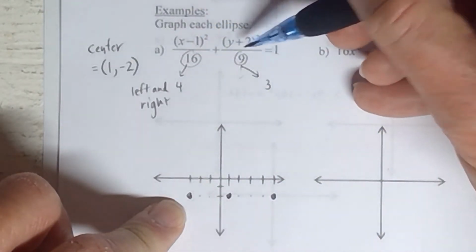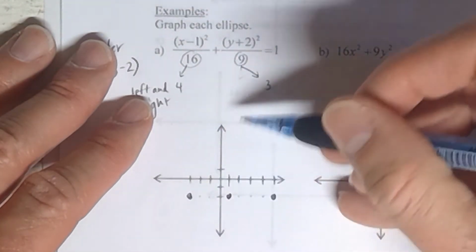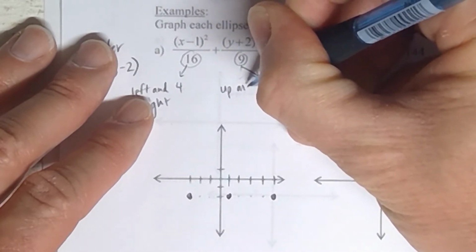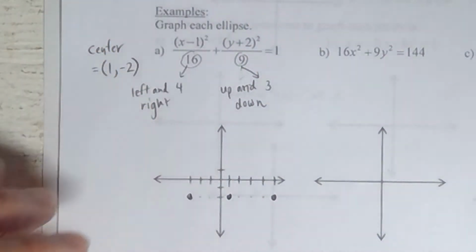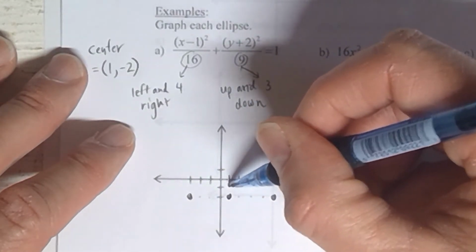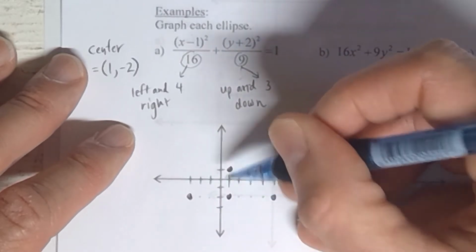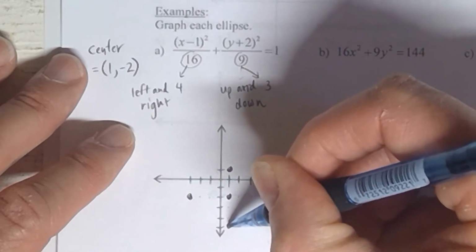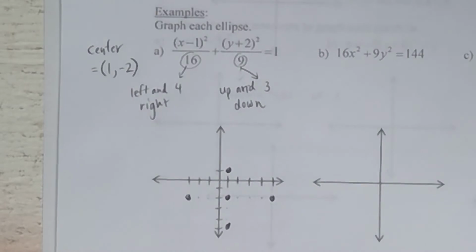So since the 3 is with the y, you're going to do something similar. But the difference is that you're going to go parallel to the y-axis. And what does that mean? That means that you're going to go up and down. Up and down is parallel to the y-axis, isn't it? Because the y-axis goes up and down also. So we're going to go up, 1, 2, 3 up. Make that mark right there. Put a dot there. And then we're going to go 1, 2, 3 down. And this gives me 4 points here.